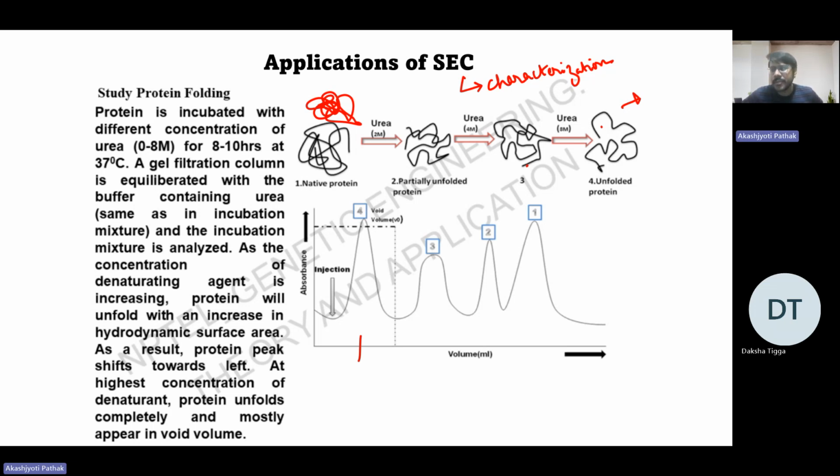For example, only after passing 15 ml of mobile phase, this unfolded protein gets eluted. For the folded protein, you have to pass even more, say for example, 60 ml of mobile phase, and then you will get your native protein. The protein intermediates, or the partially unfolded protein intermediates, will be eluted in between these two.